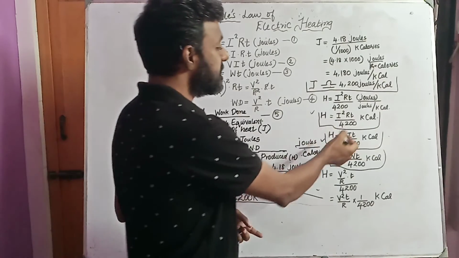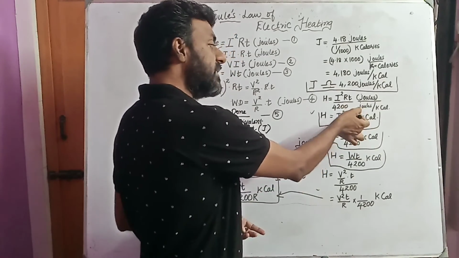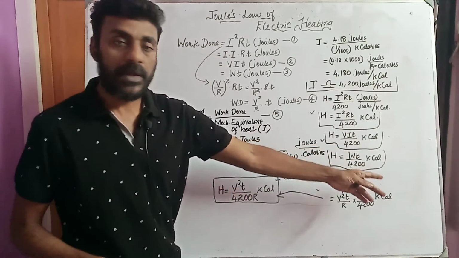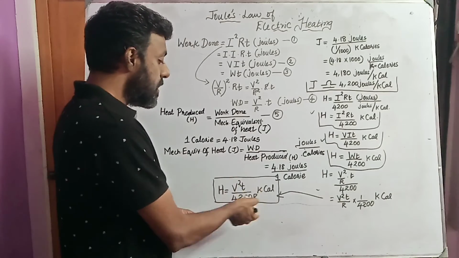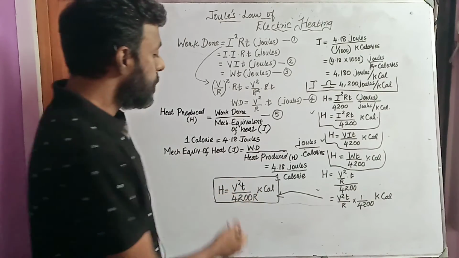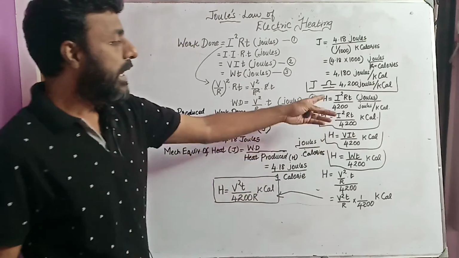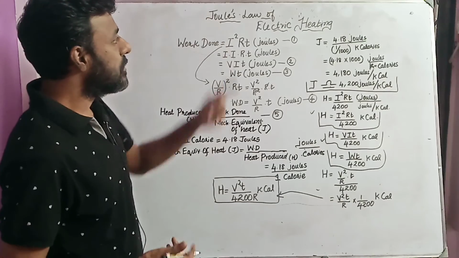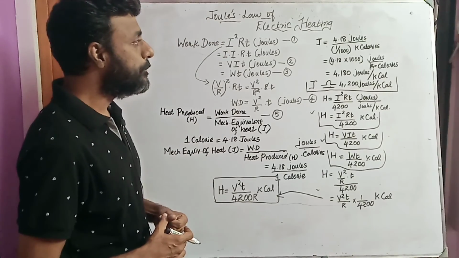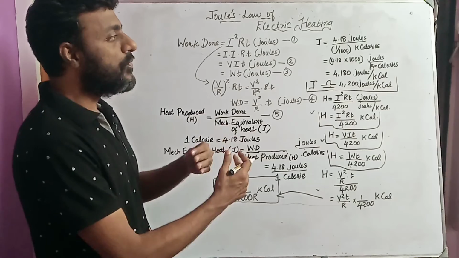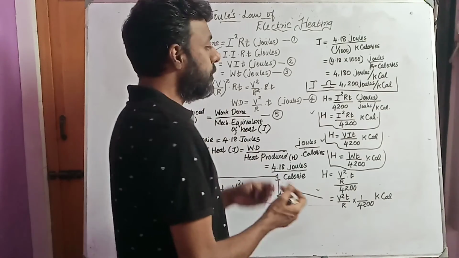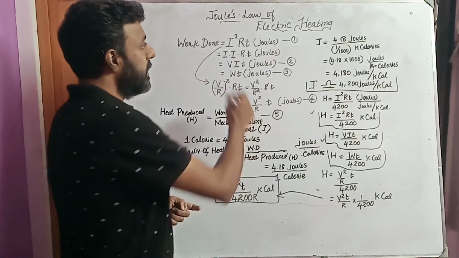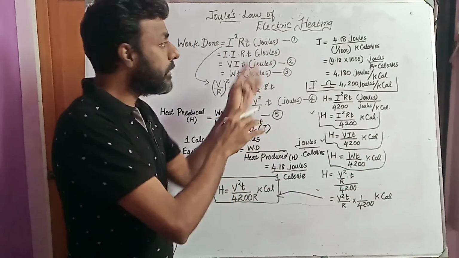When different parameters are given, sometimes they will give current, resistance and time, sometimes they might be giving voltage, current and time, sometimes power will be given, sometimes you will be getting voltage, time and resistance. So based on the requirement, you can use any one of these formulas and you can solve the problem. So this is what is called Joule's law of electric heating. This is just a conversion of one unit to another unit, and we are seeing what are the different possibilities that are involved in this Joule's law of electric heating process.